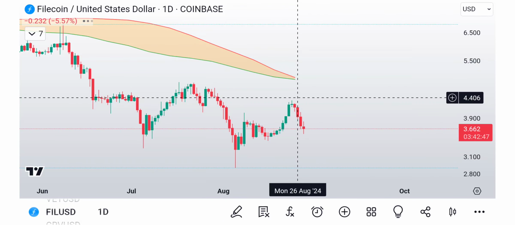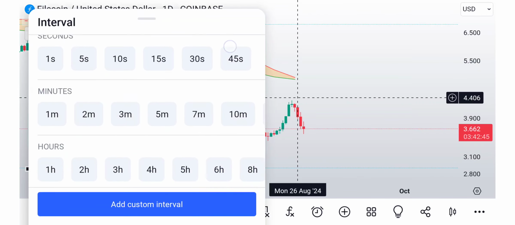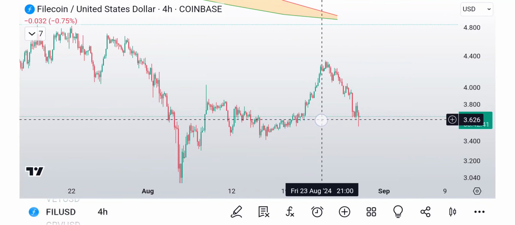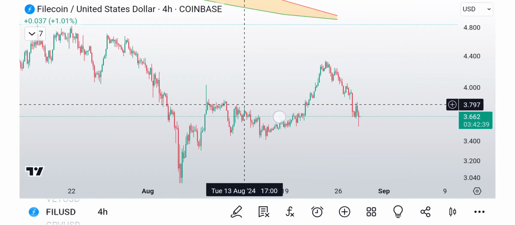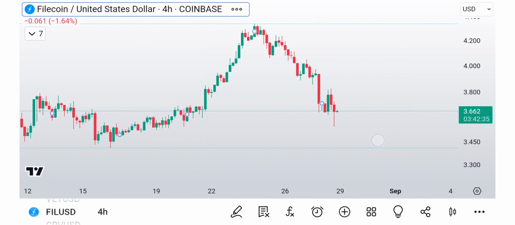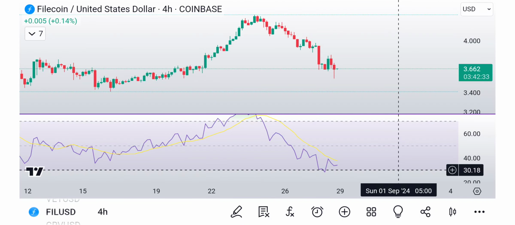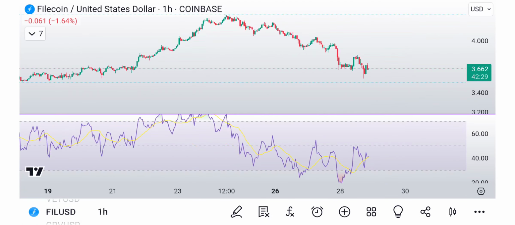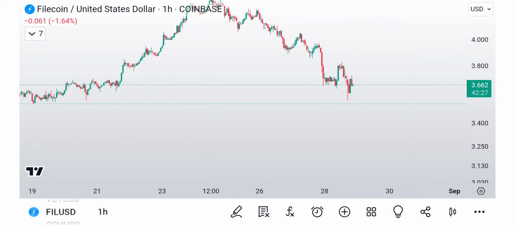So Filecoin, terrible, not looking good for Filecoin. I mean, it's okay, but it broke a lot of this area in here without holding a lot of structure. Does it have divergence? Yeah, it does. It does have the bullish divergence, but you know what? So what?